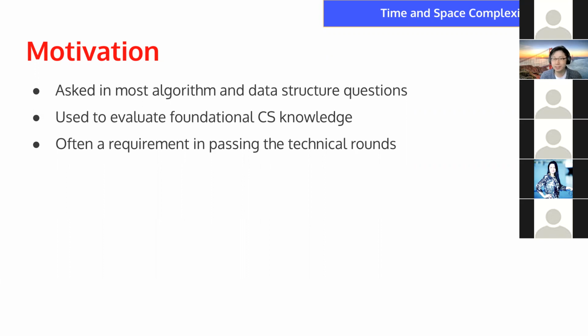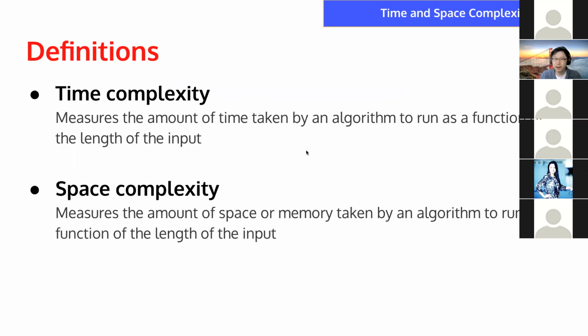And the reason why they ask you this is because they want to make sure you know the foundational computer science knowledge. This is also something you need to know to write efficient code, which is important for running applications on large scales. And this is why this is also a requirement in passing technical rounds. So what are they? Time and space complexity. They sound pretty complex, right? Well, let's take it one by one and understand what each of them are.